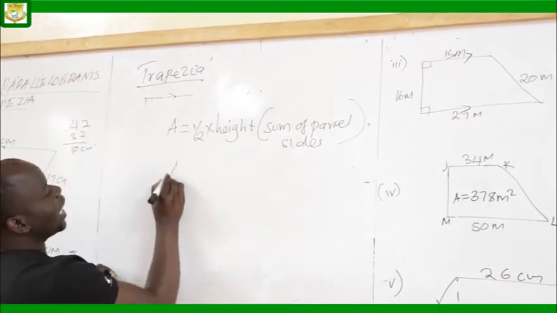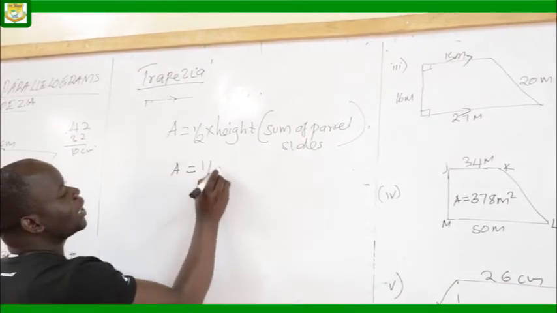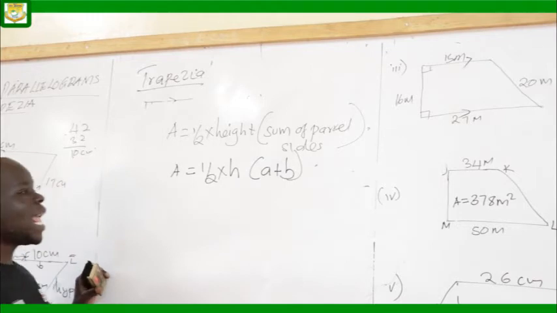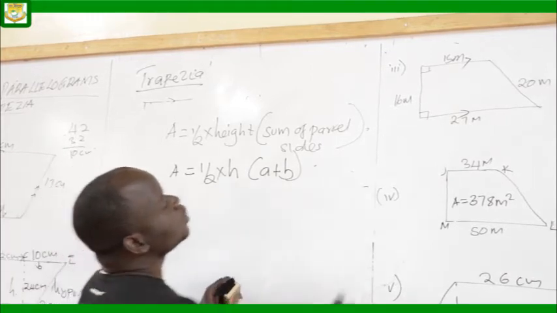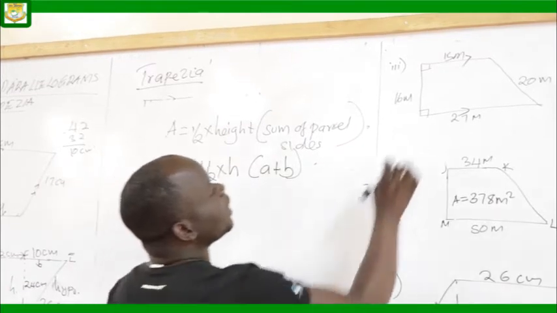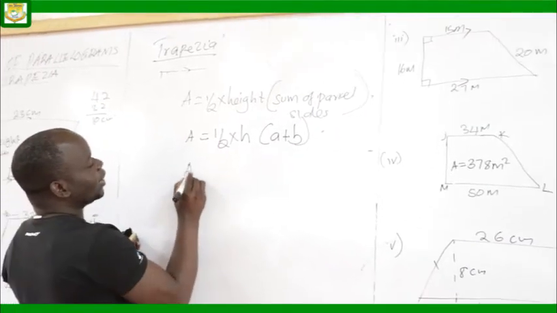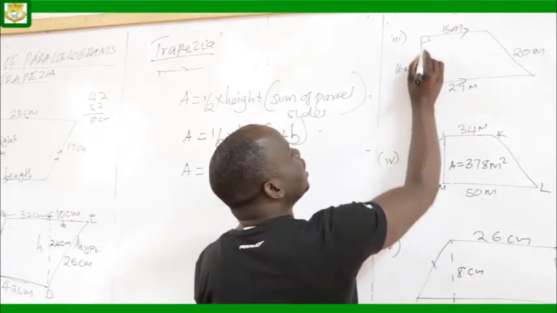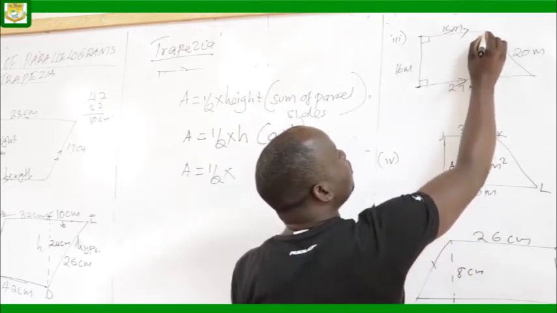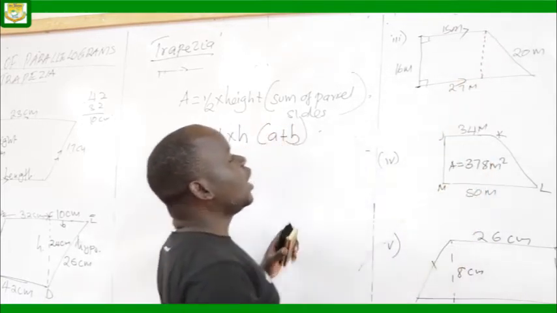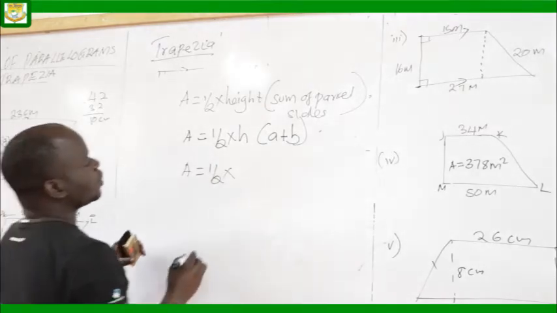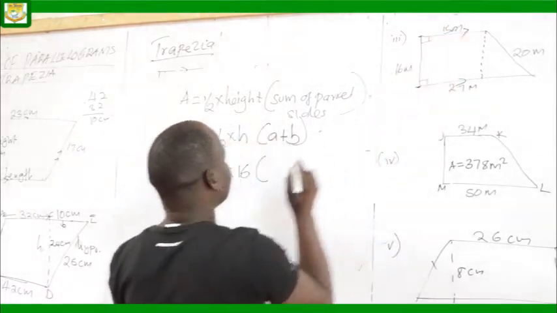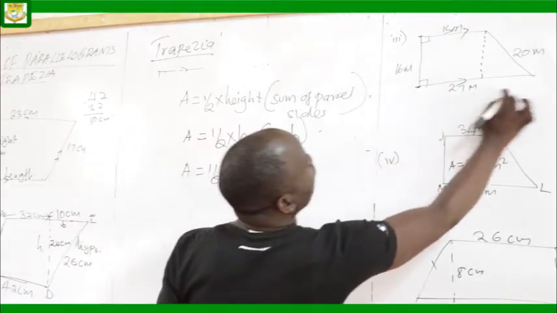So this is abbreviated as area equals a half times height into bracket A plus B, where A and B represent the two parallel sides. For example, in this case, area equals a half times height. Our height is always this line, or sometimes you can be given this one. This one is also the height of that right angle trapezium. So a half times 16 into bracket, our A is 15, and then B is 27.